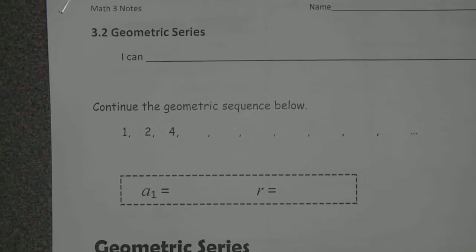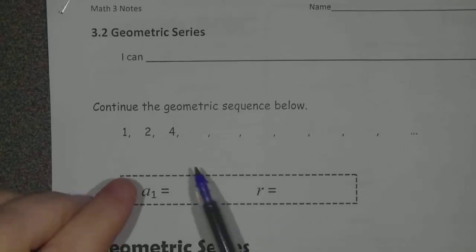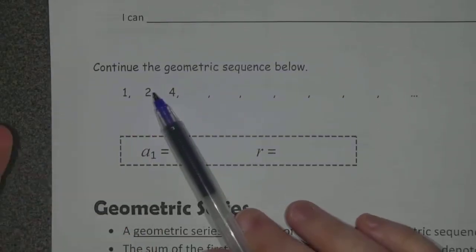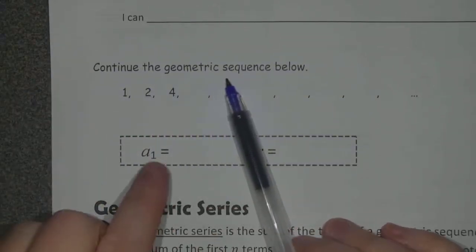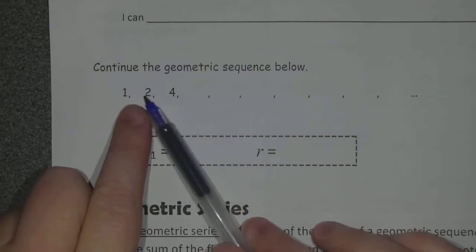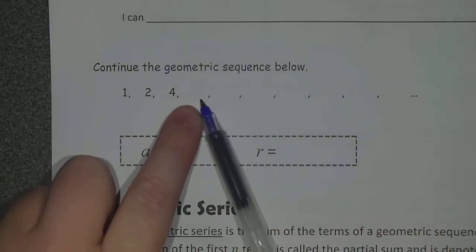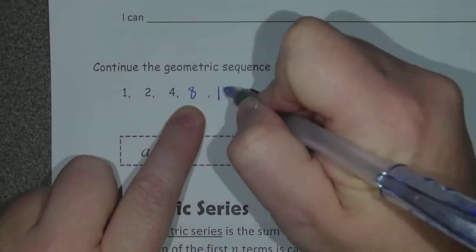All right, so this is Note-Taking Guide 3.2 on geometric series. What we're going to do is find the pattern like we did yesterday to start out. So continue this geometric sequence below. 1, 2, 4, what's next, guys? 8. Then what? And how are you finding those?